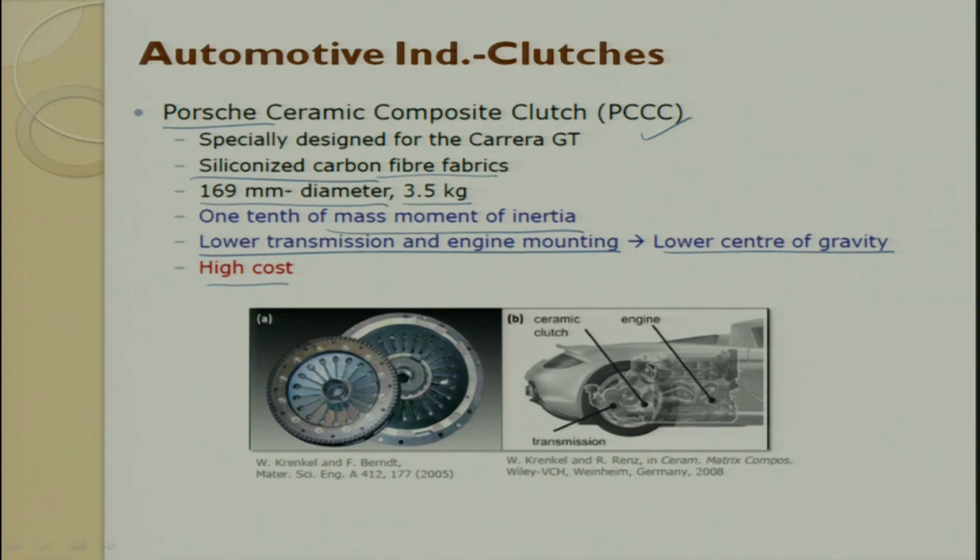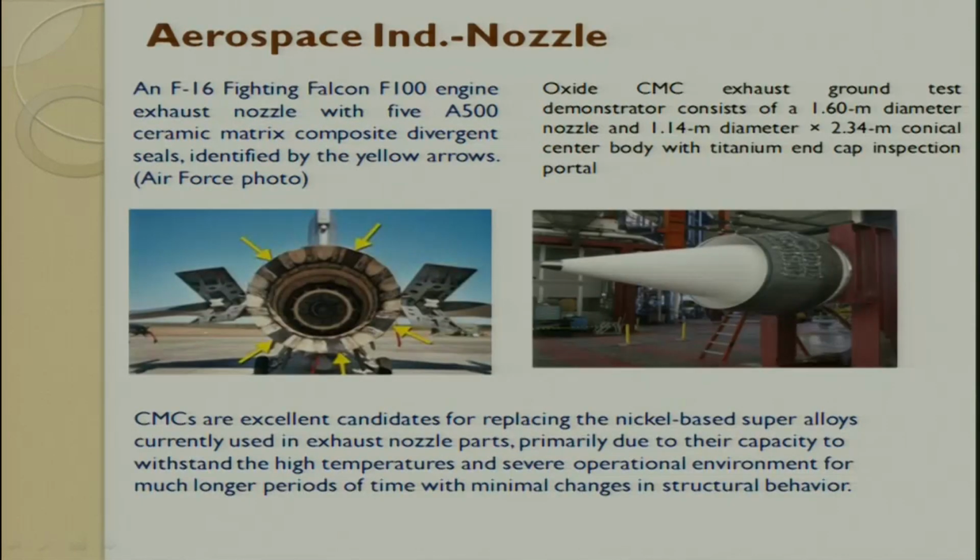So, you can see that in transmission systems also there are ceramic clutches. Here are the ceramic clutches, this is the engine and you have the transmission. So, now in transmission and in ceramic clutches they are using ceramic matrix composites. In the aerospace nozzles which we use, in F-16 fighter planes, the engine exhaust nozzles with 5A500 ceramic matrix composite divergent seals, these are the divergent seals which are made out of ceramic matrix composites.